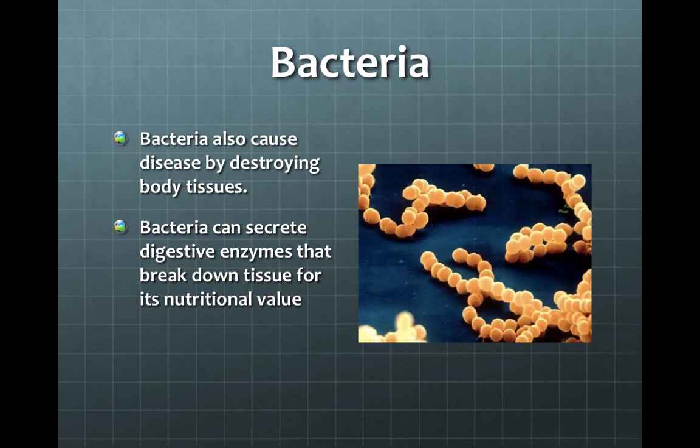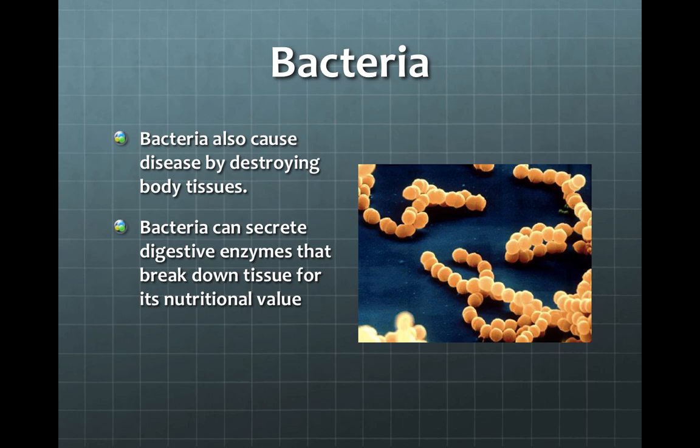Bacteria also cause disease by destroying body tissues. So this would be like flesh-eating bacteria. Okay, and then these little bacteria in here, this is cocci, so this is staph. This is MRSA, which is methicillin resistant staph aureus. That's what MRSA stands for. That's a really bad bacteria you can get in the hospital sometimes. And then you can also get it like staph, and it can eat away your tissues.